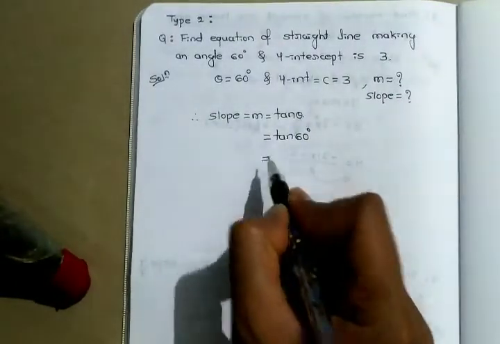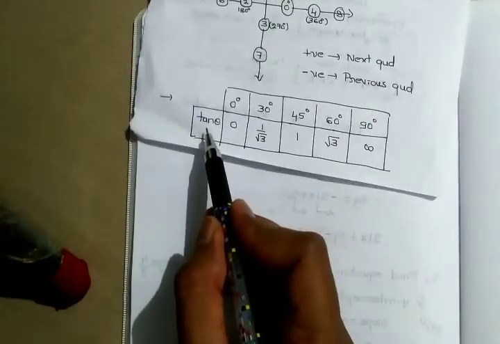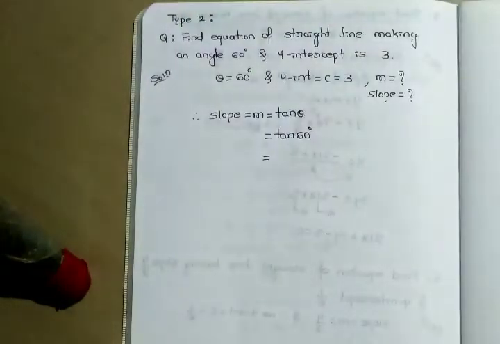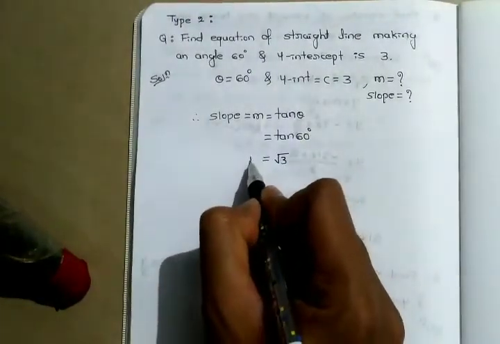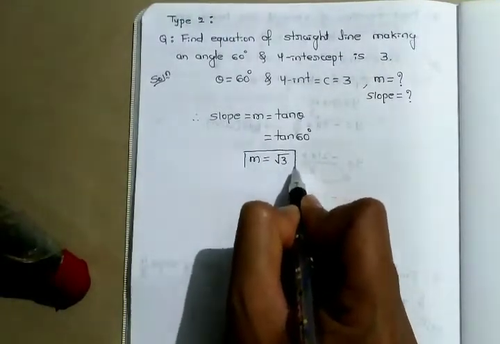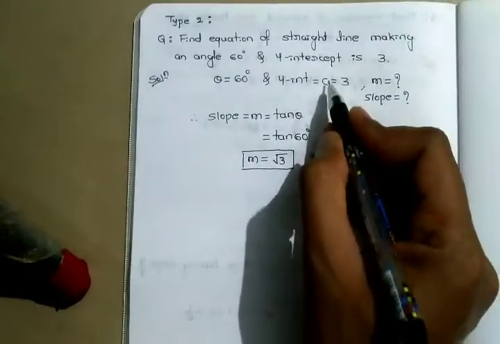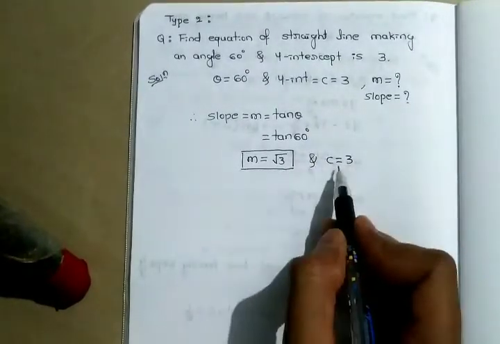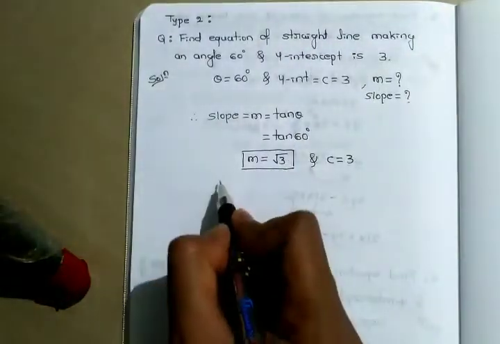Next, see that trigonometric standard table. In the standard table, tan 60 degree is nothing but how much? Root 3. Therefore, tan 60 degree is how much here? Root 3. So this is the value of what here? M. So you got which value? M. And already which value is there? C is already there, correct? So using these two values, which value you need to find out now? Equation of straight line.